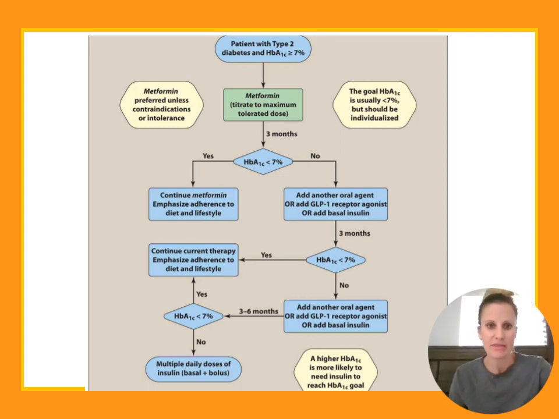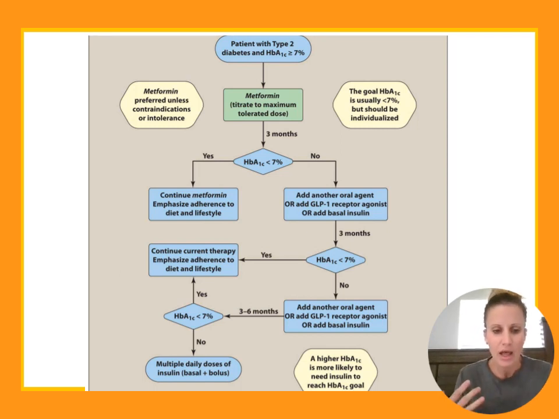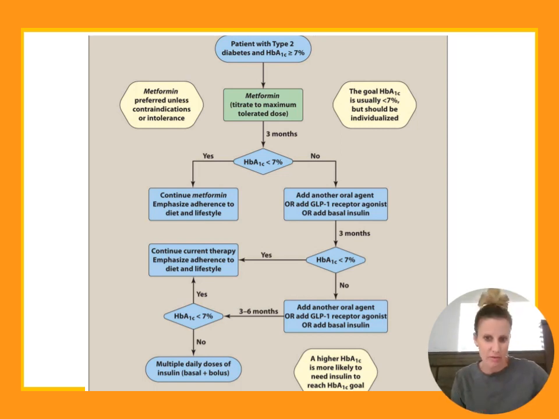Okay, so again, this is the algorithm or stepwise approach for treating type 2 diabetes. Up top here, patients have diabetes if their hemoglobin A1c, HbA1c, is greater than 7%. Our goal is to have patients less than 7%. That's generally considered the goal.